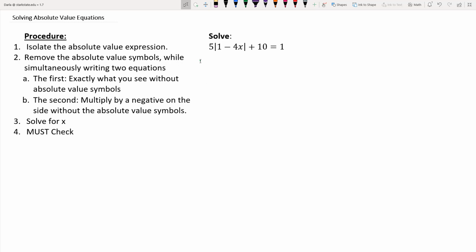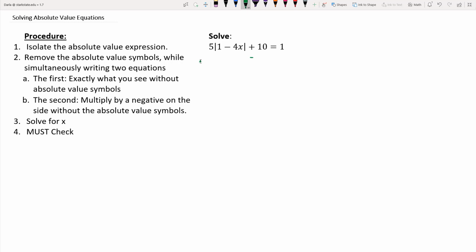The focus of this lesson is on solving an absolute value equation, and we're going to use the procedure that we have outlined here. So the first step is to isolate the absolute value expression. We do have addition of 10 and multiplication of 5 going on outside of the absolute value expression, so those need to be undone first so that the absolute value expression is isolated.